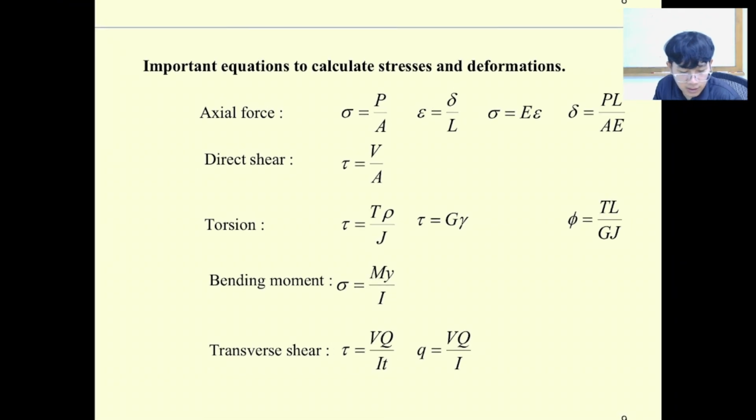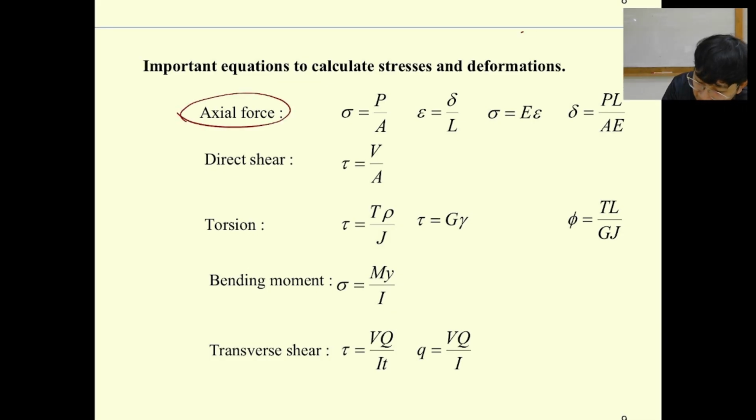All right, so we come to the important equations over here. How many equations do you still remember from here? Are you familiar with this? Right. So for the axial force, it is the force that directly applies to your sample. It may be compression or tension. And then you can see that the stress is going to be equal to P over A. And if I would like to find the strain, it's going to be the deformation.